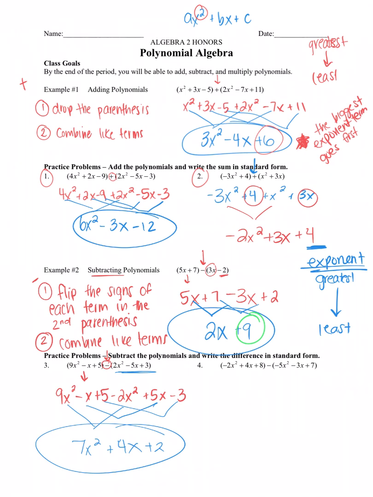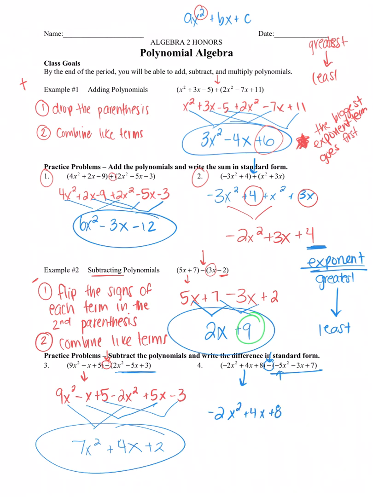Okay? Now, in my second one, I see a negative sign again, right? So I know that I need to flip the signs of my second parenthesis. My first parenthesis just drops out. Negative 2x squared plus 4x plus 8.